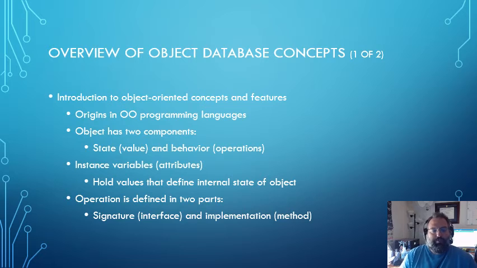Introduction to object-oriented concepts and features, the origins of object-oriented programming. An object has two basic components. It has states and behaviors. So you essentially have values, and then you have things that can interact upon those values. You have an instance variable. Those are attributes that hold values that define the internal state of the object. An operation is defined in two parts. One is the signature, which is essentially the interface. The second is the implementation, which is the method which implements the interface.